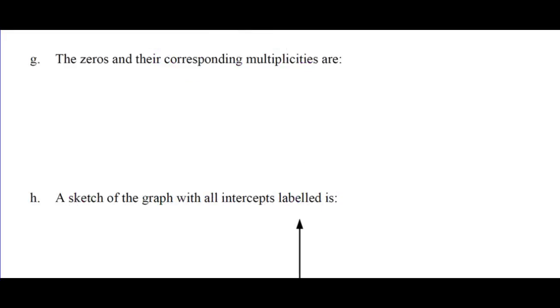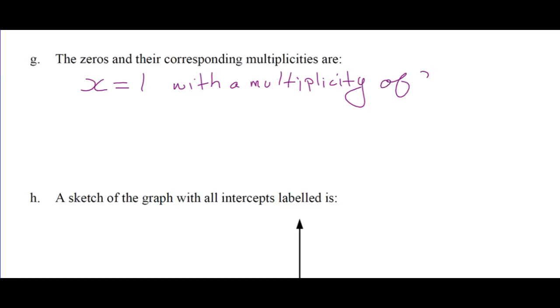The zeros and their corresponding multiplicities. Okay, so we have a factor of x minus 1 cubed, which gives us a zero of x equals 1 with multiplicity of what? Multiplicity of 3, right? It's x minus 1 cubed. So it's good.